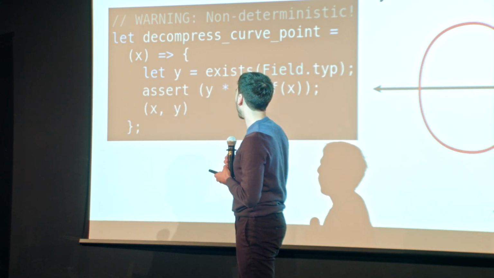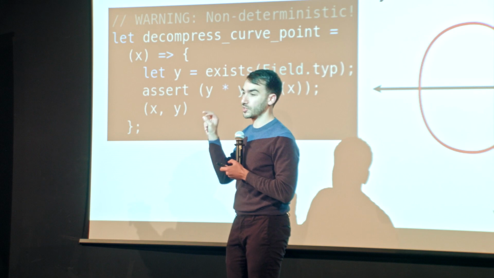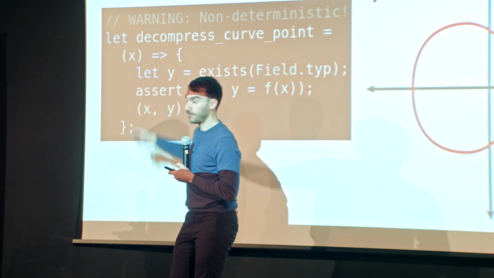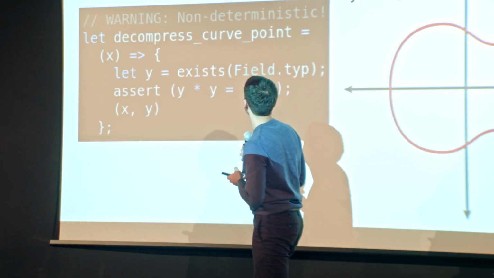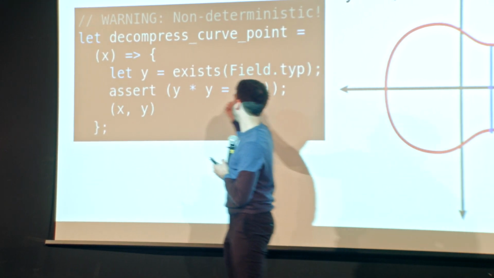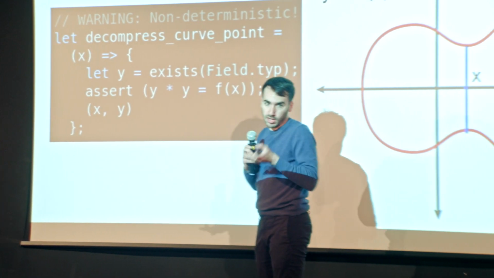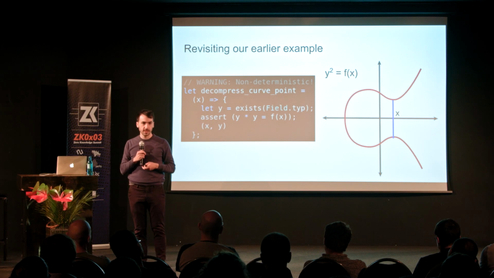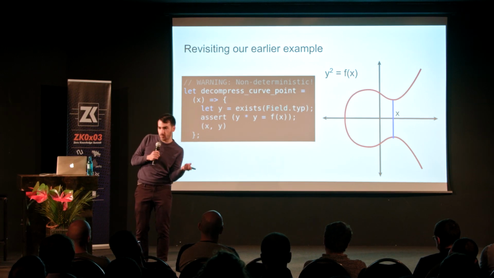So one thing that you would want to do is decompress a curve point. Given just the x-coordinate, you want to compute both the x and the y. And in SNARKs, it's super easy. You say guess y, okay? And then just assert that y squared is equal to f of x. Done. And then you just return x and y. Does it make sense? You guess and then you check. You guess, oh, maybe it's y. Let me check. Okay, I checked. Yep, it was y.